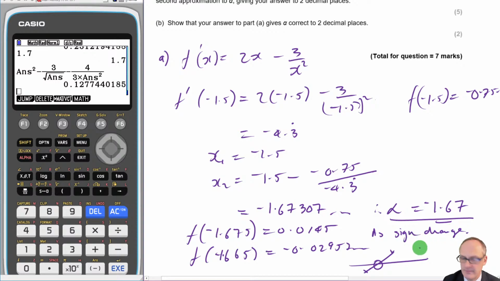the answer is correct to 2 dp. And there we have it.